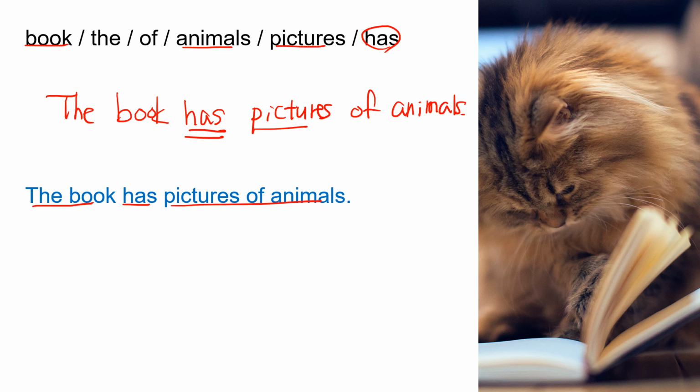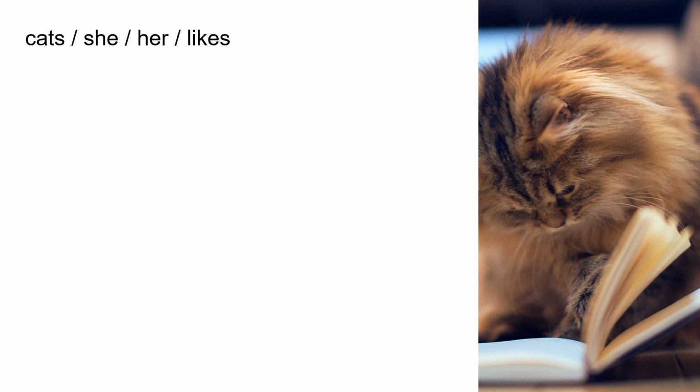The book has. So read this part together as book, and then H is silent. Book has. The book has pictures of. Pictures of. The book has pictures of animals.